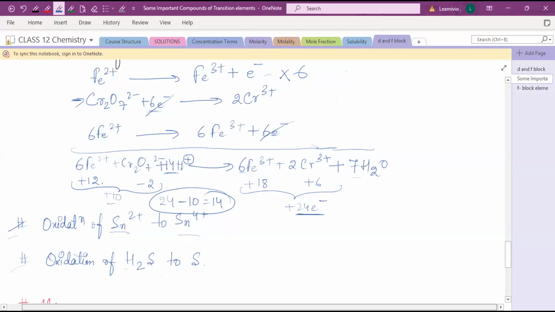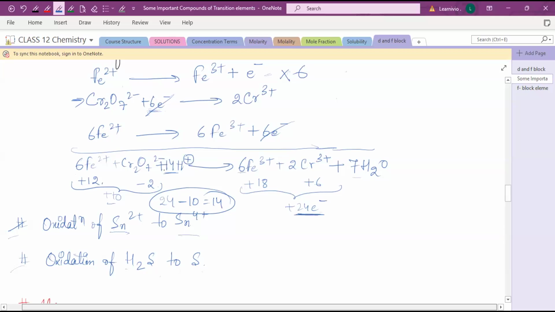After that, you will multiply by a suitable number to make these two equations equal. Like, if there are 6 electrons here, there should be 6 electrons here too, so you have to multiply by 6 to make these two equal, so that the 6 electrons cancel out and you get the combined equation. At last, you have to check the oxidation state, the total charge on either the right side or the left side of the arrow. After that, you have to subtract the right side from the left side.